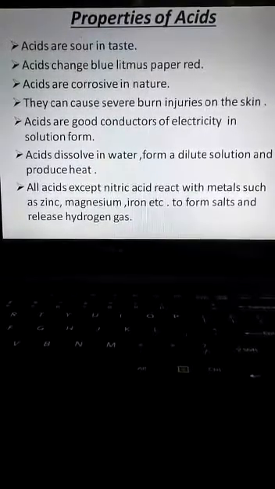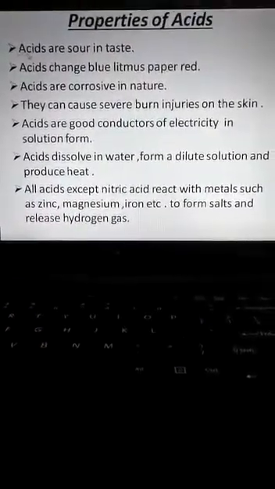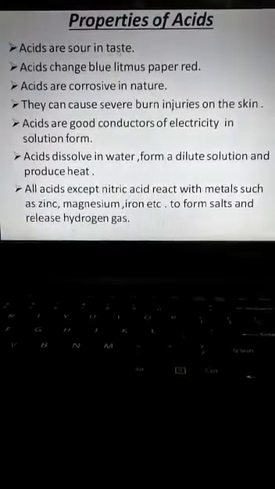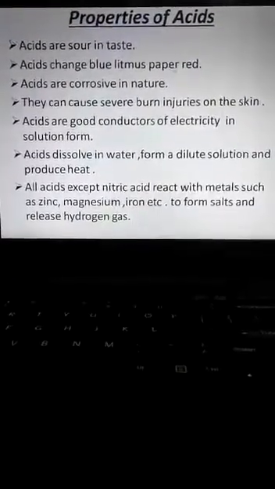Now, what are the properties of acids? We'll take them one by one. Now see, acids are sour in taste. Second, acids change blue litmus paper red.